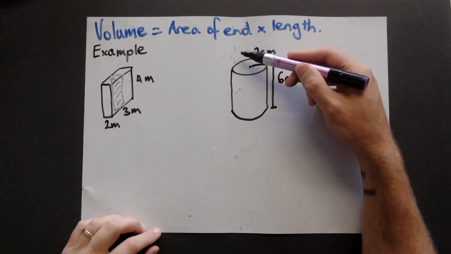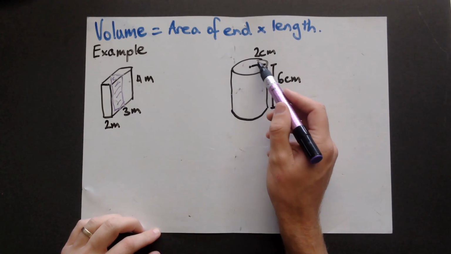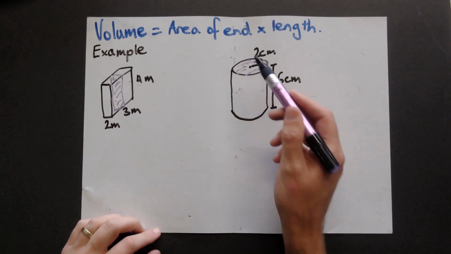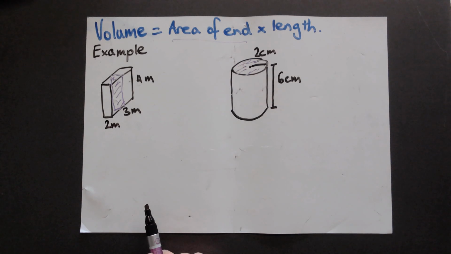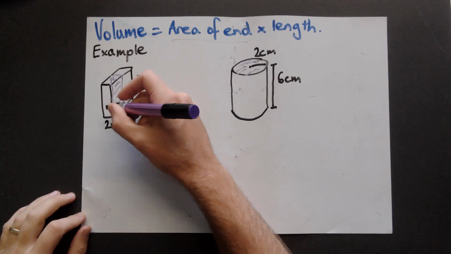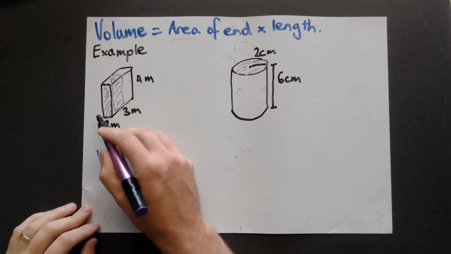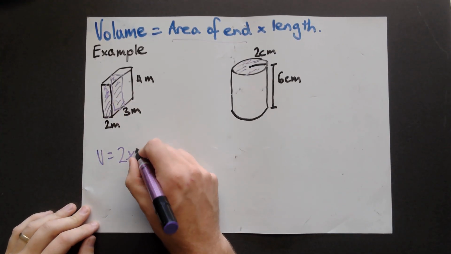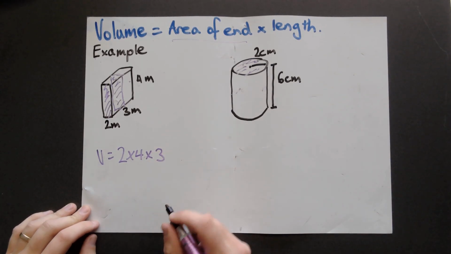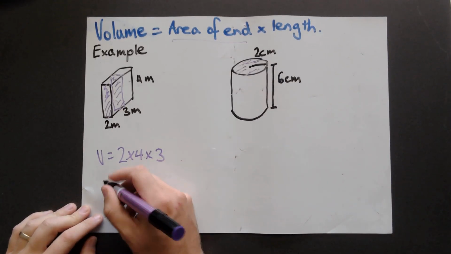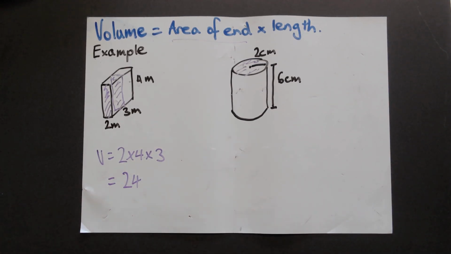For our cylinder here, I can't cut vertically. I've got to cut through the middle here. So we're going to say our circle at the end is the area of the end that we're looking at. Okay, so let's start with this one here. If we take this as the area of the end, then my volume is going to be 2 times 4 for the area of the end, times by 3 for the length. 2 4s are 8, times 3 will give us 24. So it'll be 24. Now, we can't just say 24 what?